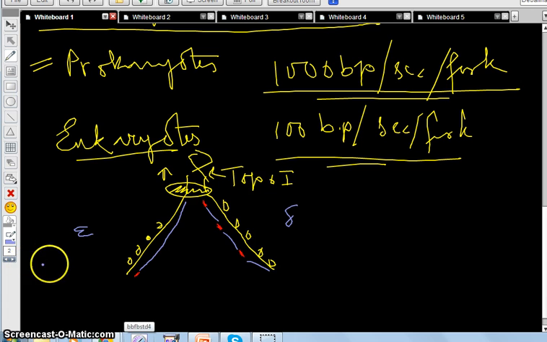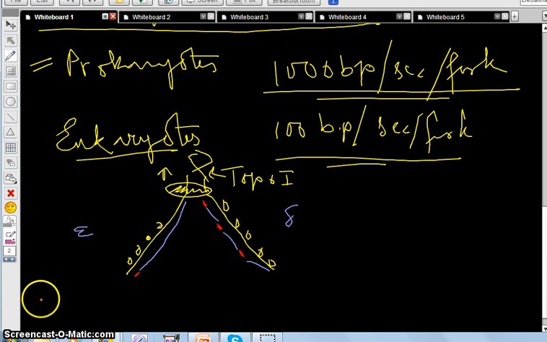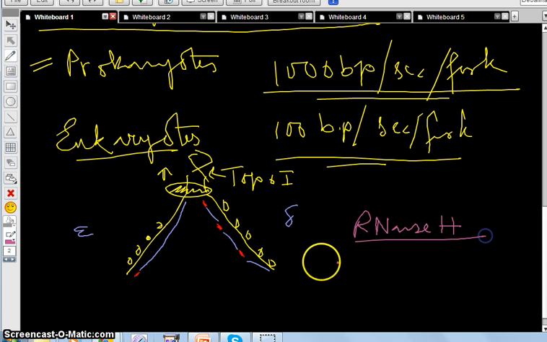So for that reason this RNA has to be removed. Now how can these RNAs be removed? Here comes another protein which is known as RNase H. RNase H chews up these RNA fragments, these small RNA segments, and it removes the RNA. But the problem is that RNase H cannot cleave the bond between the first nucleotide of the DNA and the last nucleotide of the RNA.